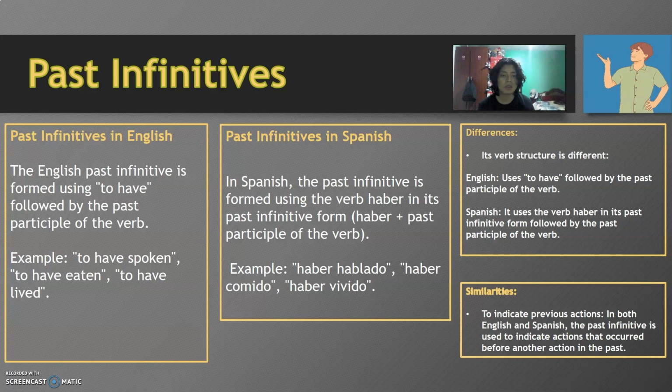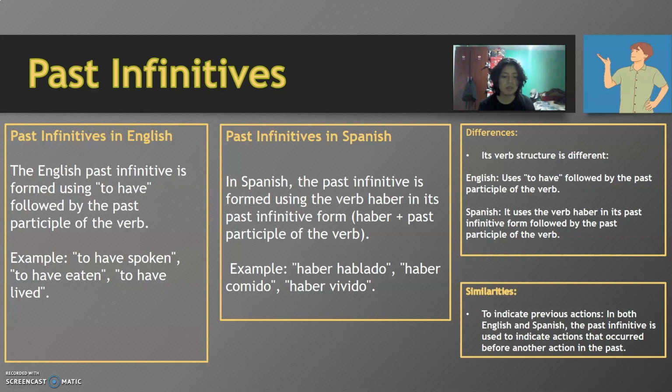And the past infinitive in Spanish is formed using the verb haber in its infinitive form, haber plus the past participle of the verb. For example, haber hablado, haber comido, haber vivido. Okay, the difference in this topic is that the verb structure is different, as I mentioned. In English, we use to have followed by the past participle of the verb, and in Spanish it uses the verb haber in its infinitive form followed by the past participle of the verb.